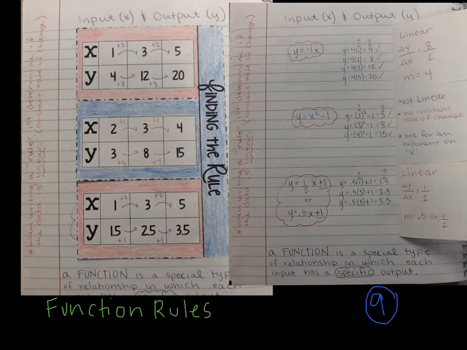So we determined if the rule was linear or non-linear. We found our slope if it was linear, and we talked about why it wasn't linear and some things that we could do. Then we developed our rule. So this is what page 9 looks like closed up, and then this is what it would look like once you opened your foldable.